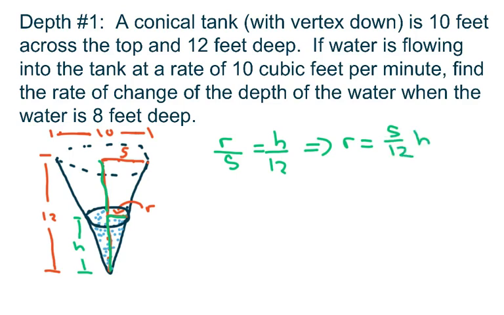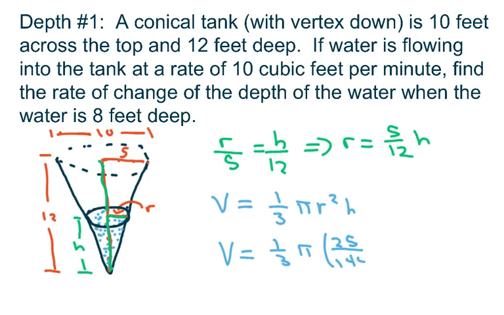Therefore, when you use your volume formula of a cone, you get 1/3 pi r squared h, and we're going to go ahead and plug in our R. So that's going to be 25 over 144, if I'm squaring this part, times h squared, times this h. So that's going to end up being h cubed.